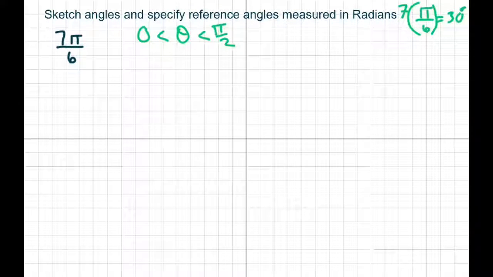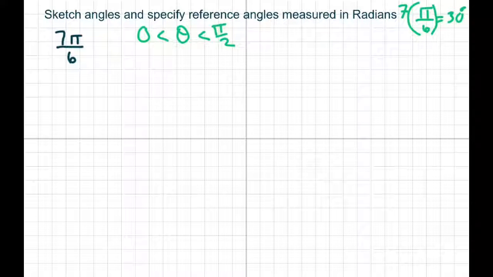The reason for reference angles is that if you know the values in quadrant 1, then you can just change the signs when you go to quadrant 2, 3, and 4. But anyway, let's draw this.